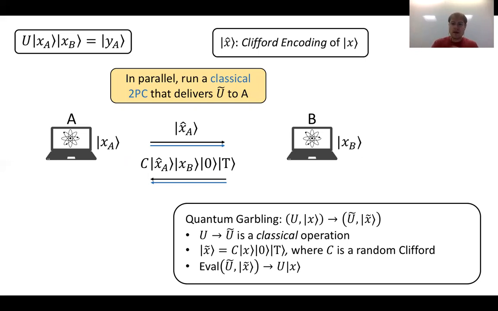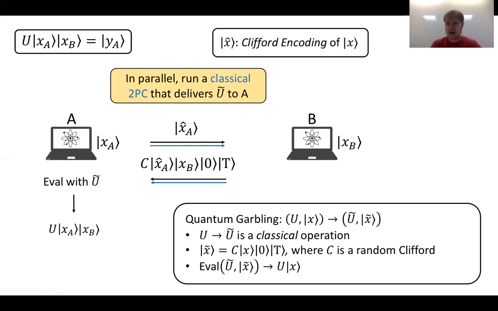And this is possible because this procedure that garbles U into U tilde is completely classical, okay? So we can run this under a classical 2PC, and this is very helpful because we're going to get some malicious security out of our maliciously secure classical MPC. So we're going to be able to ensure that U tilde is computed properly, okay? So A gets this garbled input, gets this properly computed U tilde, and from that is able to obtain its output. So this is the basic idea.